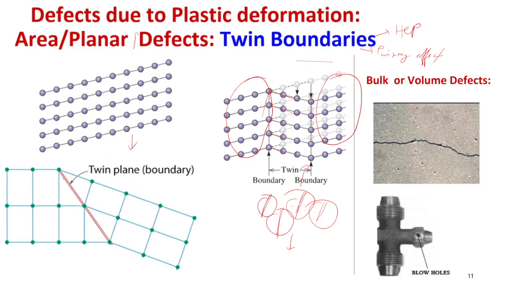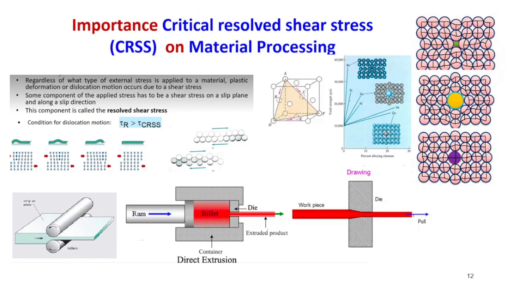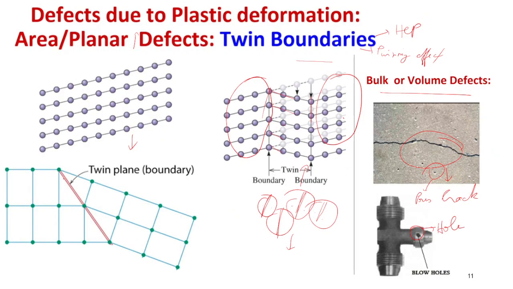So far what we saw were line defects, and this is somewhat an area defect, and this is a bulk or volume defect. What you see here is a giant crack. Cracks, pores, holes, all of these are volume defects.